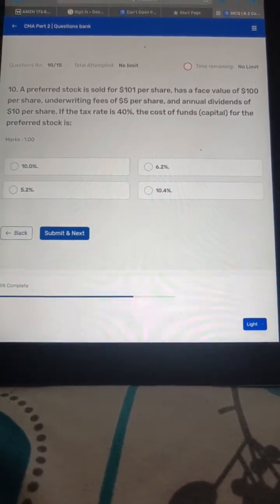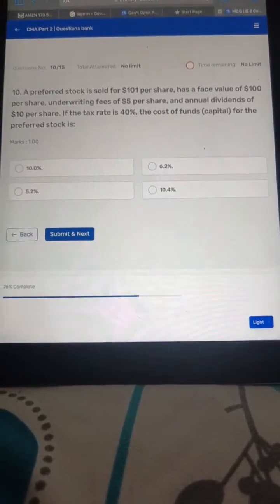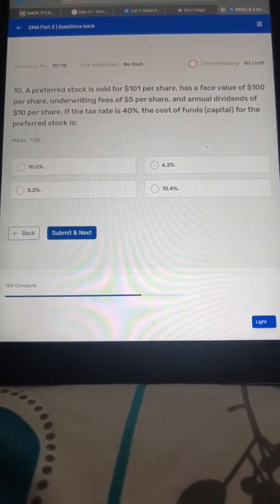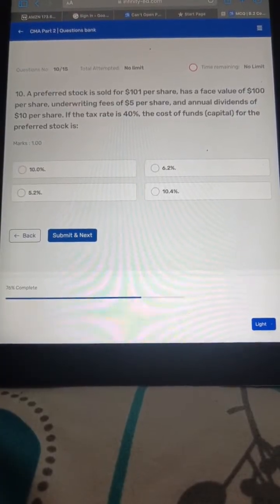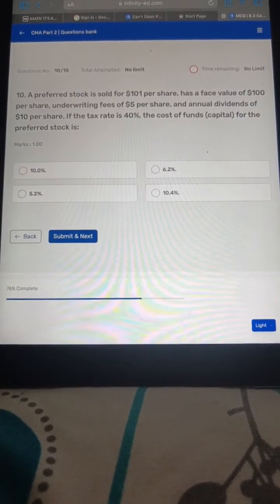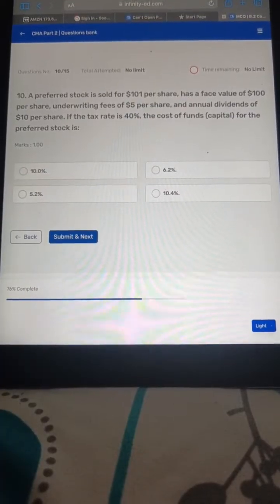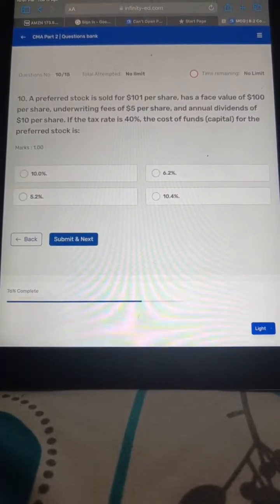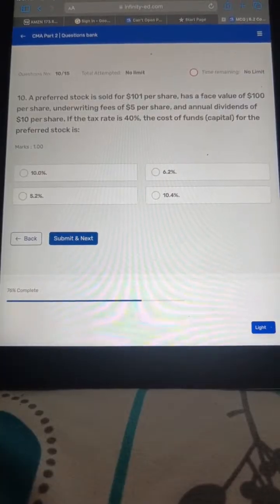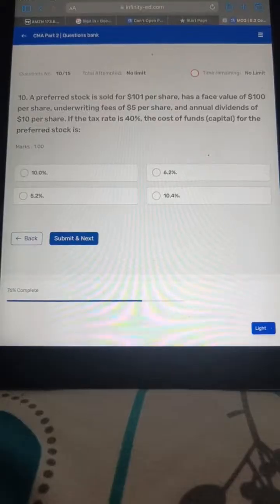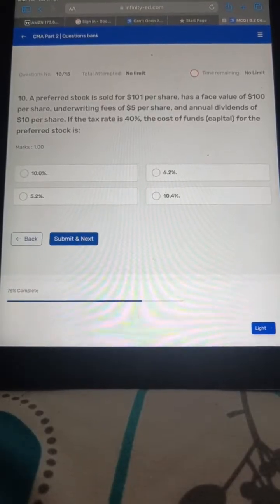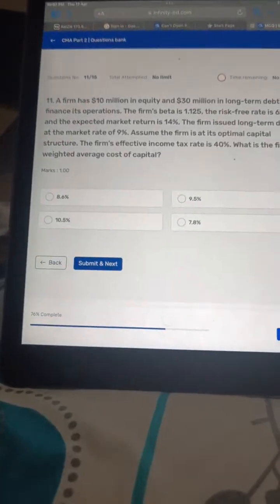This is the same question we have already solved, right? We assume 101 is the issue price, and then 5 is underwriting commission, so the total will come to 96. And 10 is the dividend, 10 divided by 96 comes to 10.4. We have the option 10.4 here, and this is the selection.